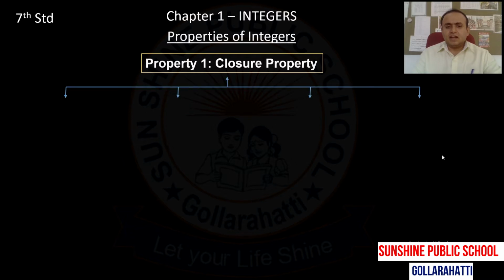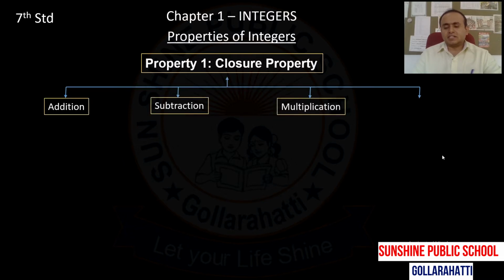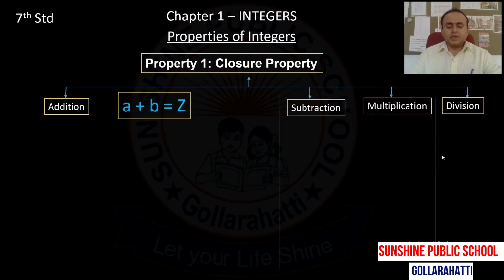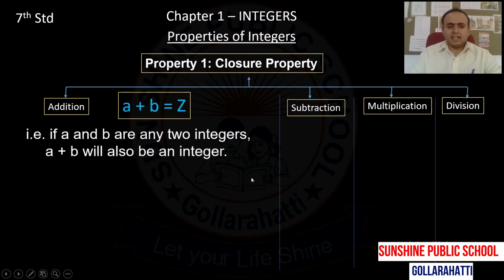Closure property in addition, subtraction, multiplication, and division. So first in addition, a plus b is equal to z. So a is a number and b is a number. If you add two numbers, z is also a number, that is an integer. Integer is denoted by Z. Now Z na integers anta ಕರಿತೀವಿ. So ಅದೇ ರೀತಿ if a and b are any two integers, a ಒಂದು integer, b an integer ಆಗುತ್ತೆ. So a plus b add ಮಾಡಿದಾಗ ನಮಗೆ ಬರೋ ಆನ್ಸರ್ ಕೂಡ ಒಂದು ಇಂಟಿಜರ್ ಆಗಿರಬೇಕು.